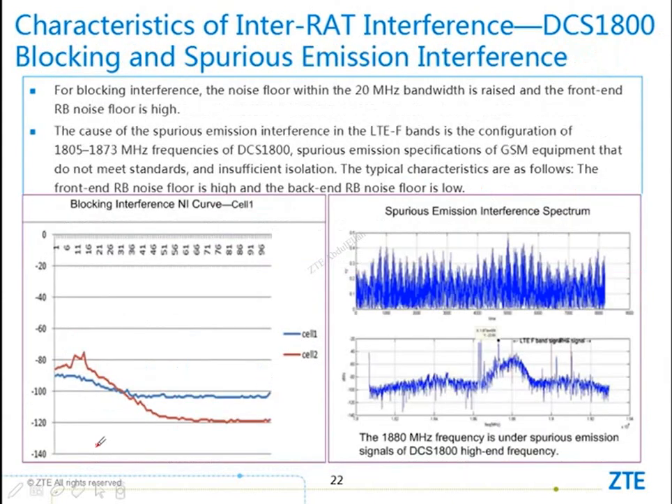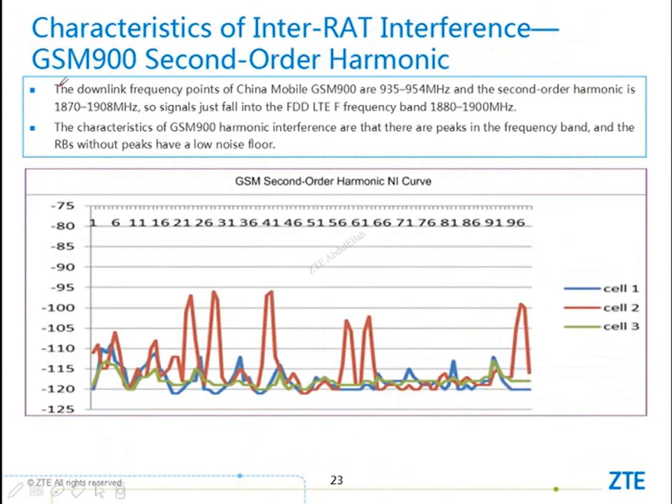You can see this example. After we power off, the interference disappears. Also GSM 900 may have second-order interference to FDD 1.8. This is the second-order example.